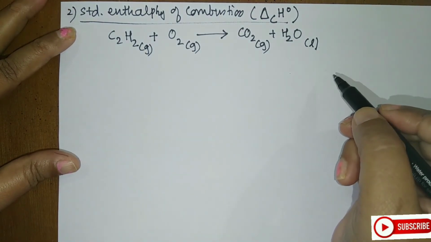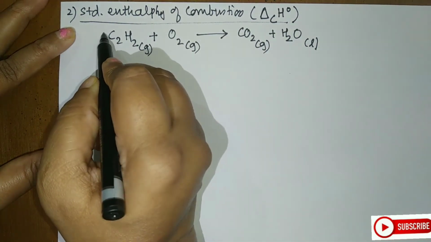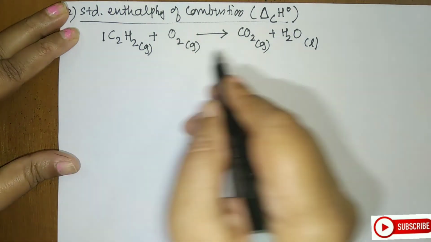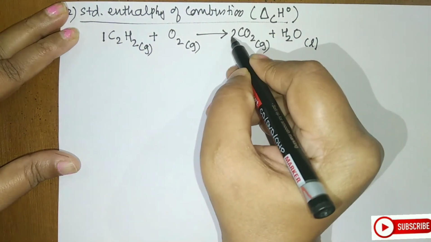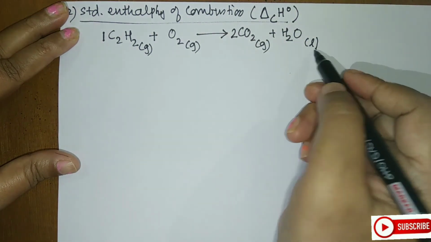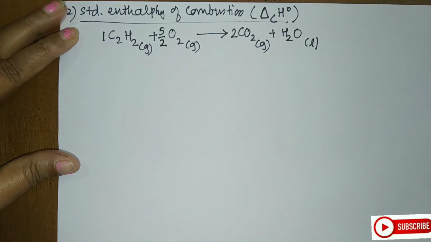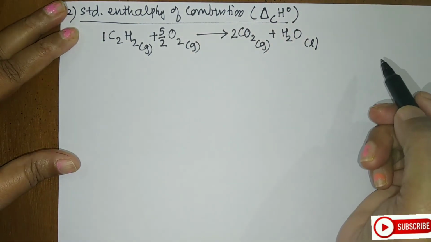Here we are seeing the combustion of C2H2, so I must keep 1 mole of C2H2 and then balance the equation. So how to balance this? 2 on this side. So I will balance the carbon and hydrogen, and this will come to 5 by 2. How to balance the equations? For that, you please refer to stoichiometric chemistry. So you will understand how to balance the equations.